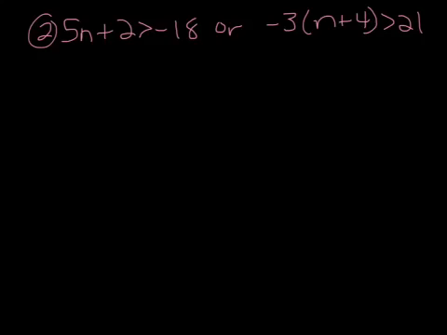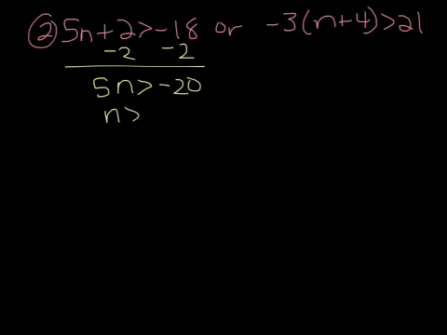Okay, so if you've tried this one, hopefully it was okay. You're going to subtract 2 from both sides. You get 5n is greater than negative 20. If you divide both sides by 5, you get n is greater than negative 4. That's the first part of the answer. Second part, we have a little bit more work to do. We're going to distribute the negative 3. You end up getting negative 3n minus 12 is greater than 21.